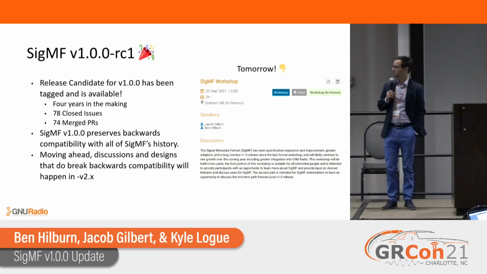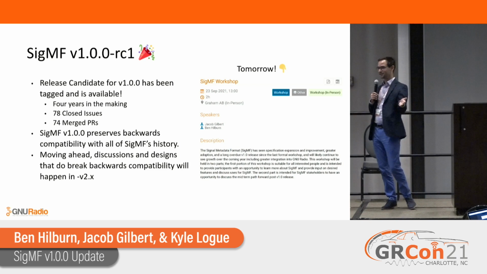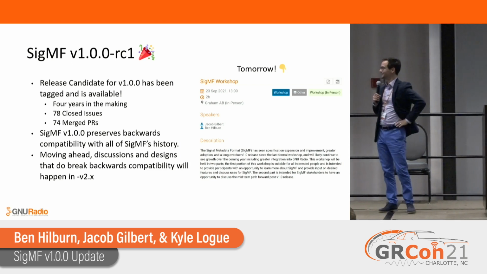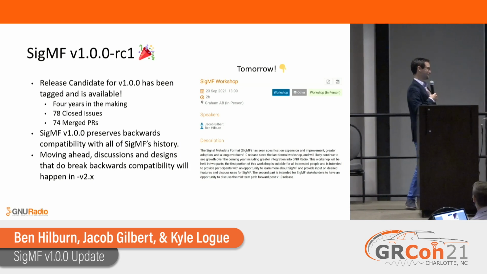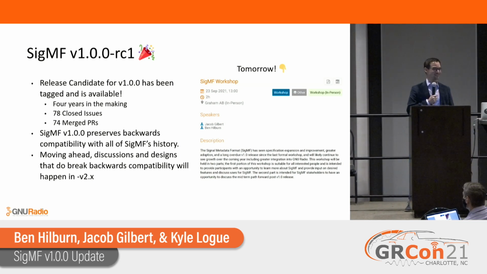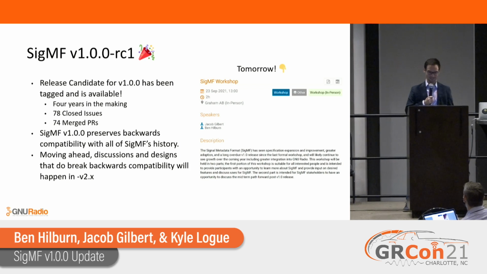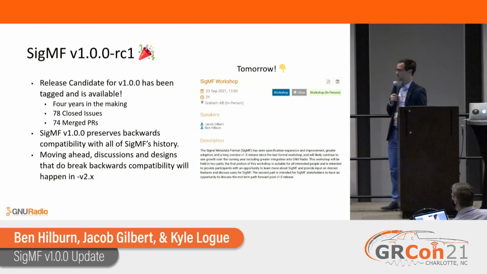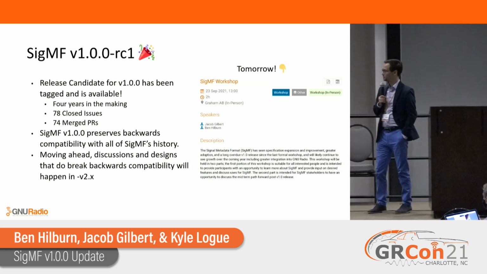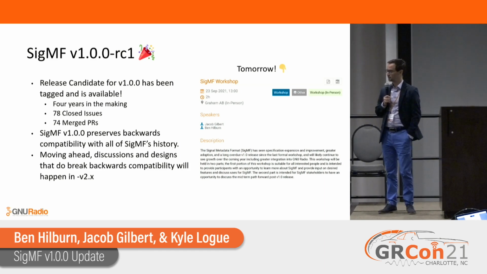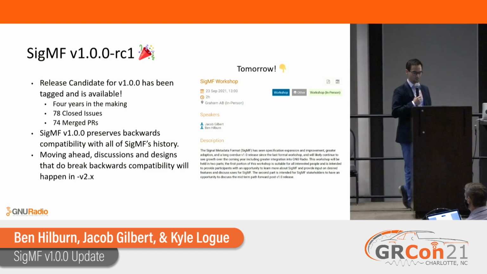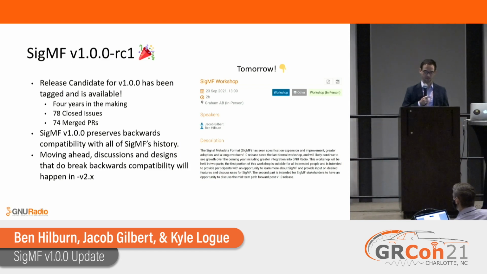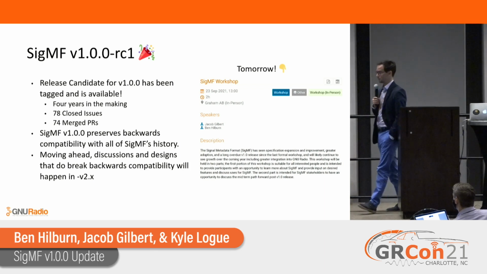So to actually get right into what we want to talk about, we have officially tagged SigMF version 1.0.0, semantic versioning. You can clap. Yes, I heard that start. You can clap. Release candidate 1. I appreciate the golf clap. So this has been 4 years coming. We've closed a lot of issues and merged a lot of PRs from a lot of different places, and it's a pretty big deal.